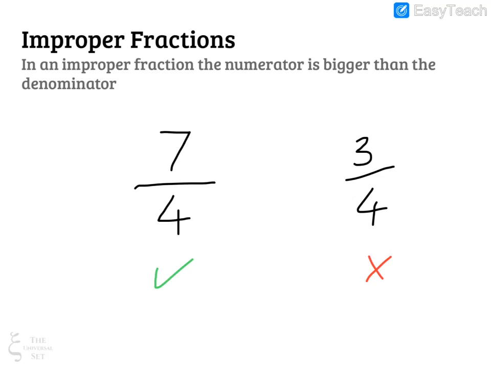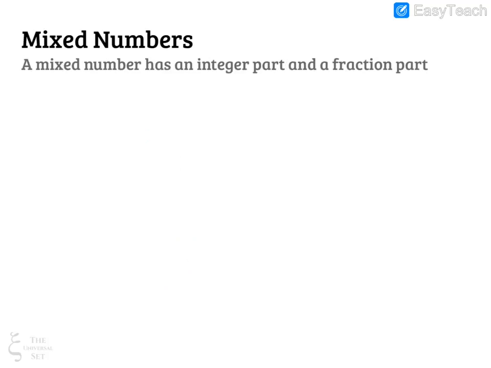So in these two examples, this one is an improper fraction, and this one is not. Okay? This one, the numerator is bigger. This one, the numerator is smaller. So this one is improper, and this one isn't. How about the other one then? Mixed numbers. A mixed number has an integer part and a fraction part.